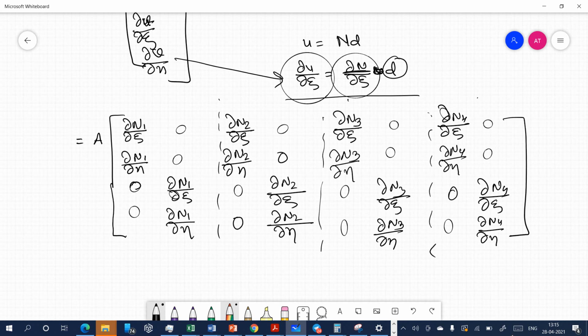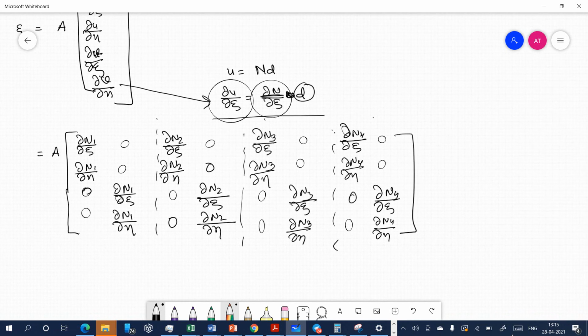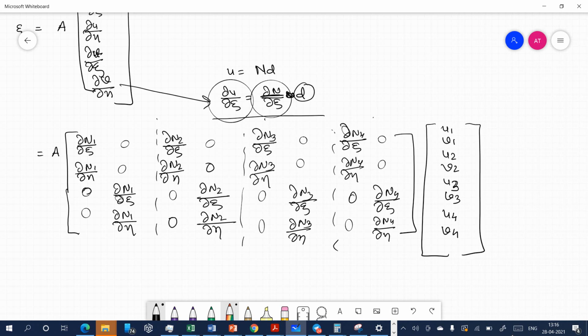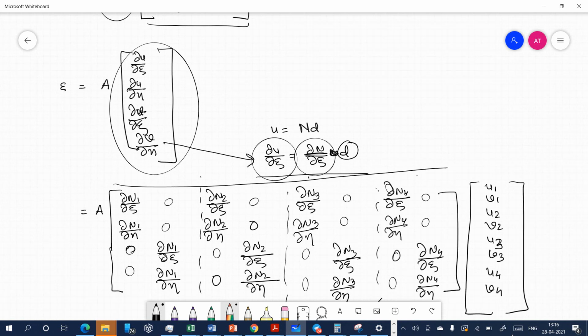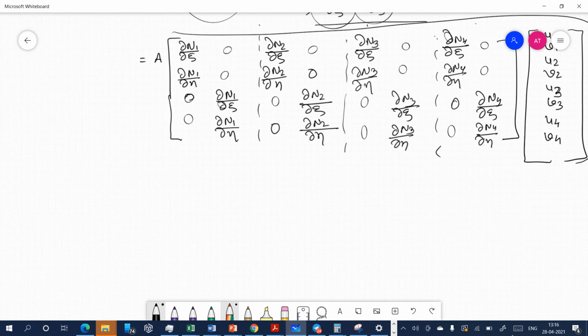This is my matrix, and then I write the D matrix, which is U1 V1 U2 V2 U3 V3 U4 V4, right? So what am I doing? I am just expanding this matrix in this form, okay, and A remains the same. So this matrix, let us call this matrix as G matrix, okay.